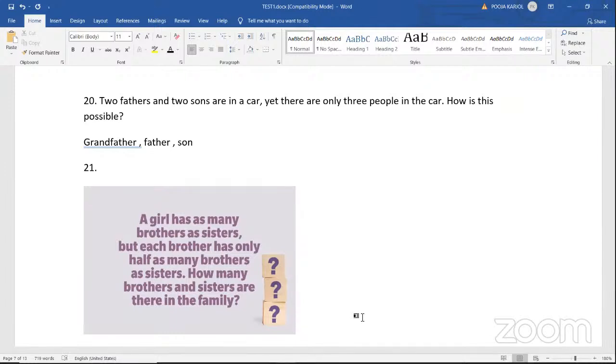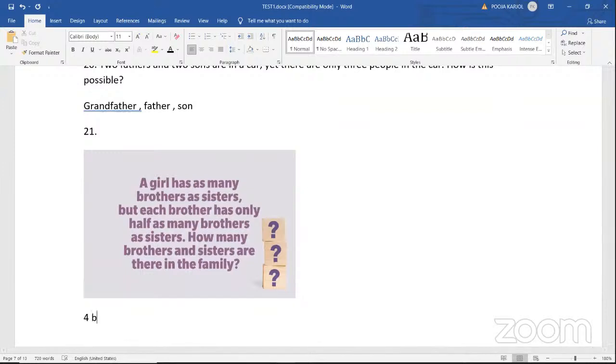4 daughters and 3 sons. Correct. 4 brothers and 3 sisters is the answer. Okay, now we'll check whether it is correct. No, it's three brothers and 4 sisters. If you have written it the other way around, it's wrong.